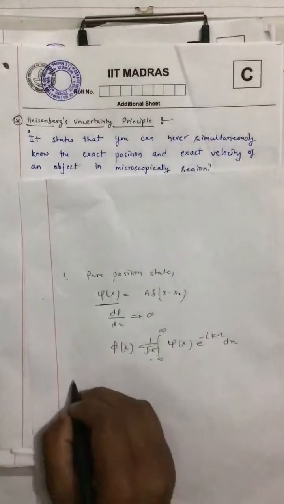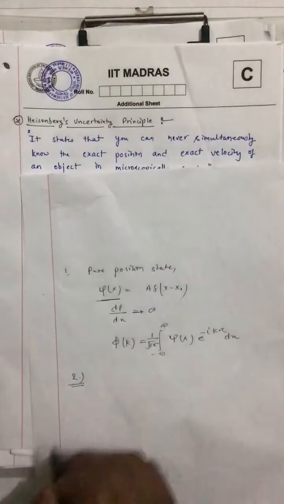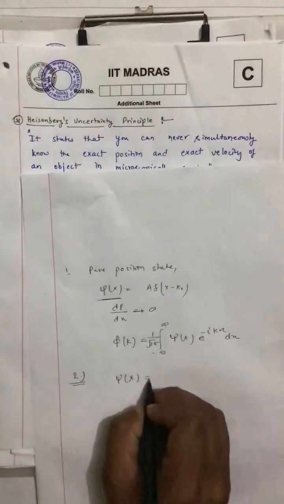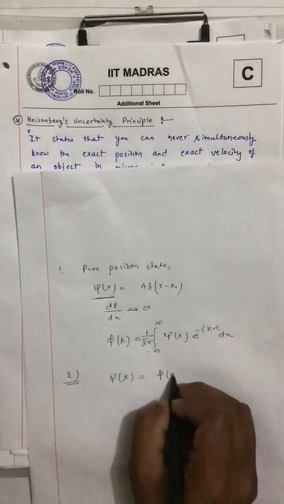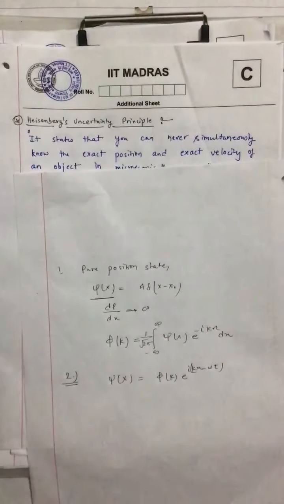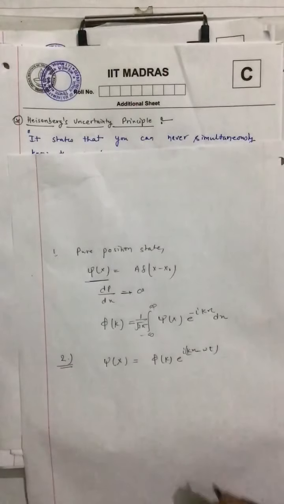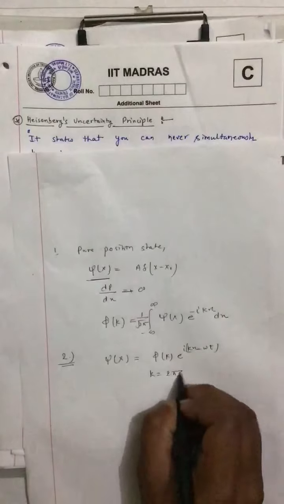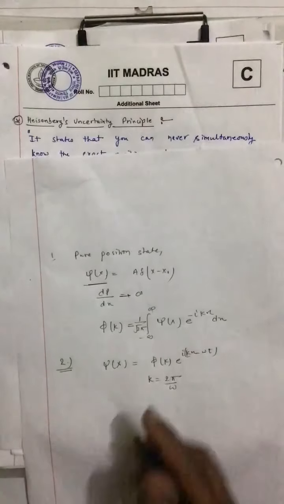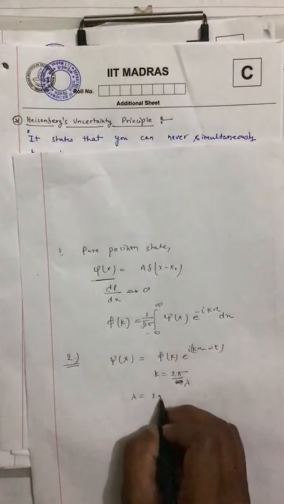The second case which is ruled out by quantum mechanics is having a pure momentum state. For example, if we have a pure momentum state, my wave function is a plane wave, phi of k times e raised to the power i(kx minus omega t). Here the wavelength associated with the moving particle is such that k is 2 pi by lambda, so lambda is equal to 2 pi by k.